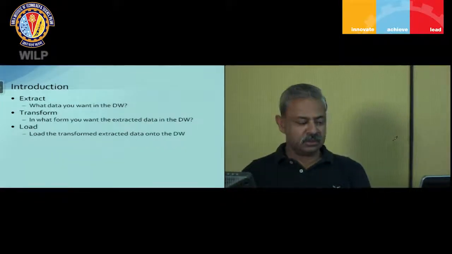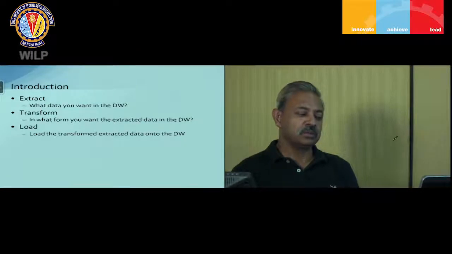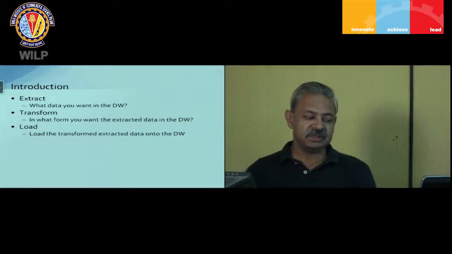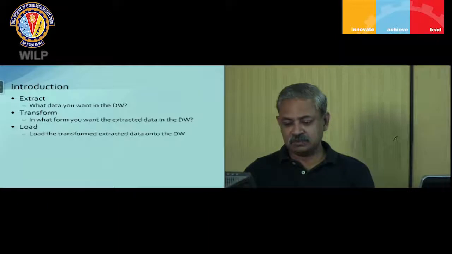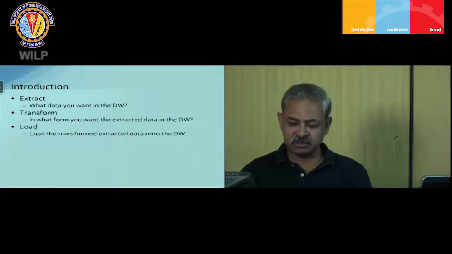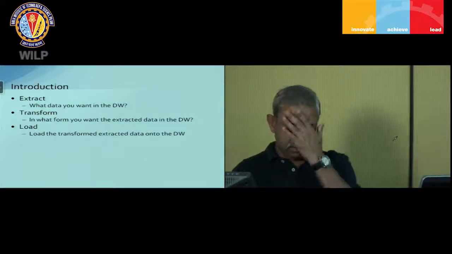So, introduction. As I told you, there are three steps in this: extract, transform, and load. Extraction basically means we try to answer the question, what data do we want in the data warehouse? Transform is about in what form you want the extracted data in the data warehouse. Once you have decided that this data has to be there in the data warehouse, in what form should it be there?